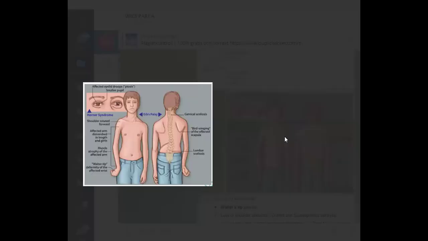Here you can see the kind of picture that you get. If this lesion involves the sympathetic chain as well, it also leads to Horner syndrome, as you can see here. It affects the upper eyelids and causes ptosis, and the pupil becomes smaller, leading to a syndrome called Horner syndrome.